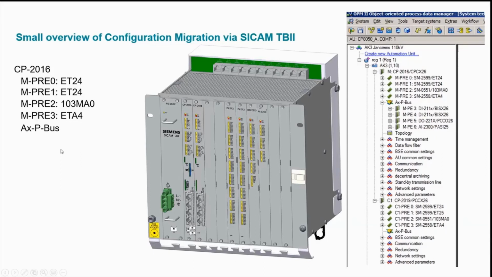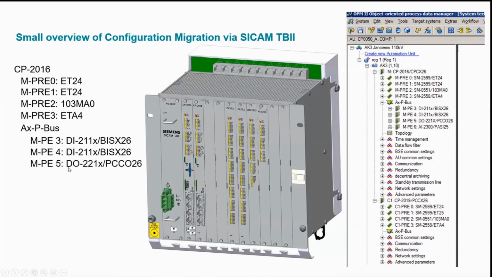Now, in this configuration, you can see that the CP 2016, in the same rack, you have one module in the third slot with this binary input module, with this firmware. You have another module of the same type in the fourth slot. In the fifth slot, you have one binary output module with this firmware. And you have in the sixth slot, this analog input module with this firmware.